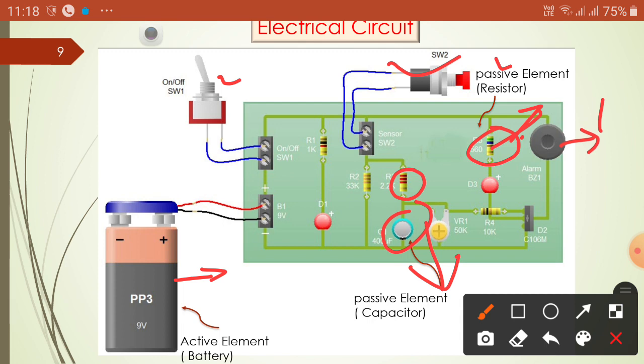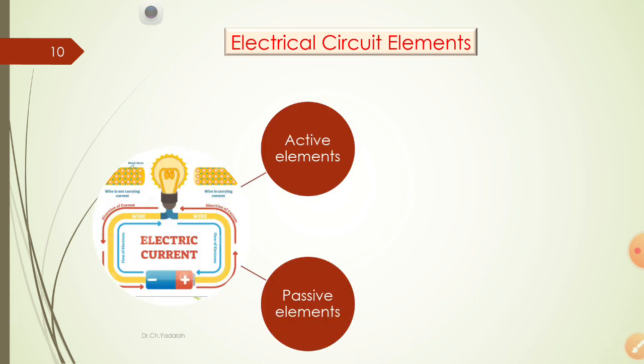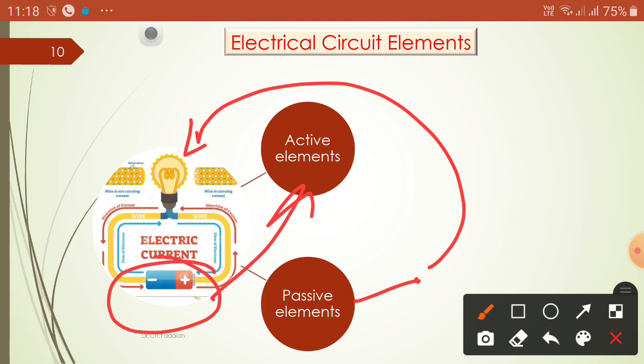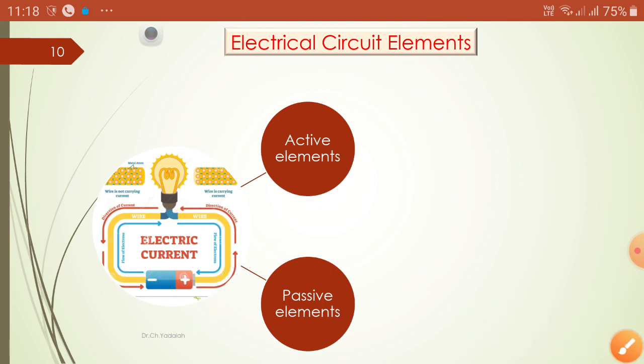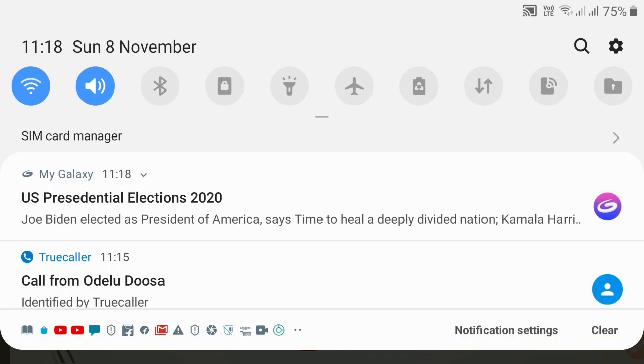Let us see what we mean by the active element, the battery, and what we mean by the passive element. You can see later. Now electrical circuit elements are further classified into active elements and passive elements. What is the active element? You can see here, the active element is nothing but the battery. The passive element is the bulb. So from the source the current is flowing through here. So one circuit consists of active elements and passive elements. Okay, so this is one example circuit.